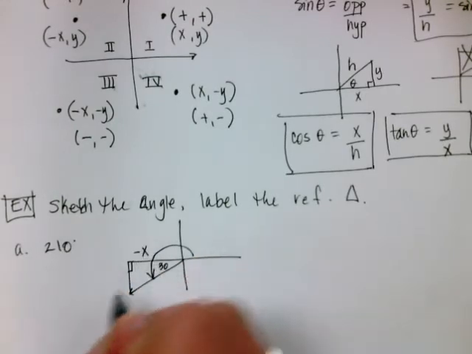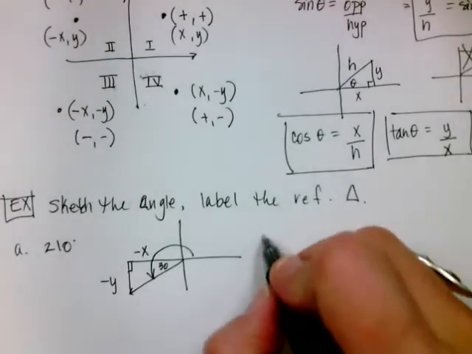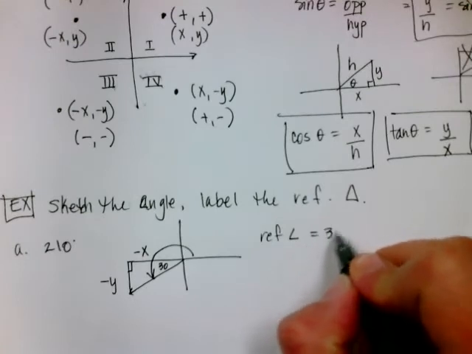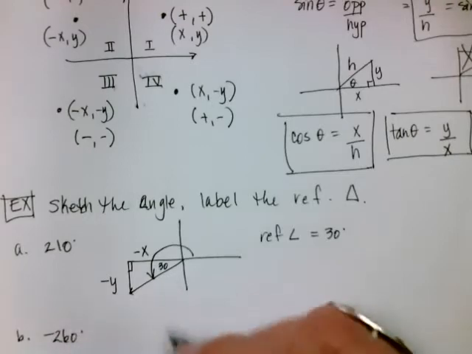Notice I'm going to have a negative x and a negative y. And for right now, that's all I want you to label. And your reference angle is going to be 30 degrees. Okay? Then for b, I'm going to have a negative 260 degrees.